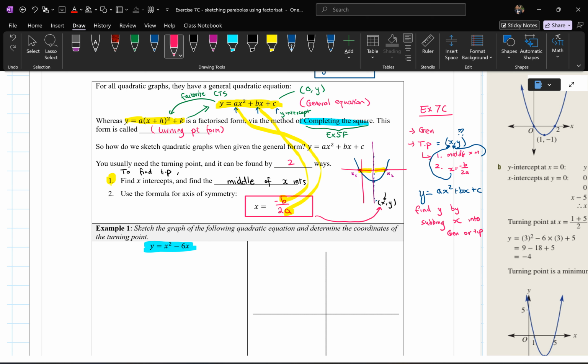You have a y-intercept, that's 1. What's another one? X-intercept, that's your second one. And what's your third one that you must have? Turning point. 3 key factors. If you don't have one of those, you lose a mark.